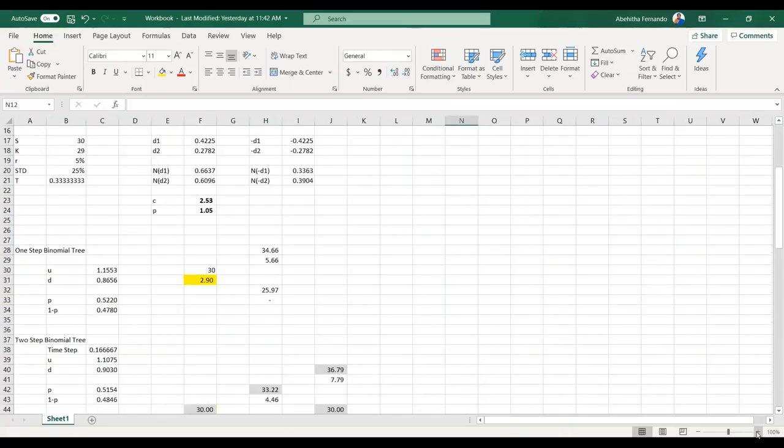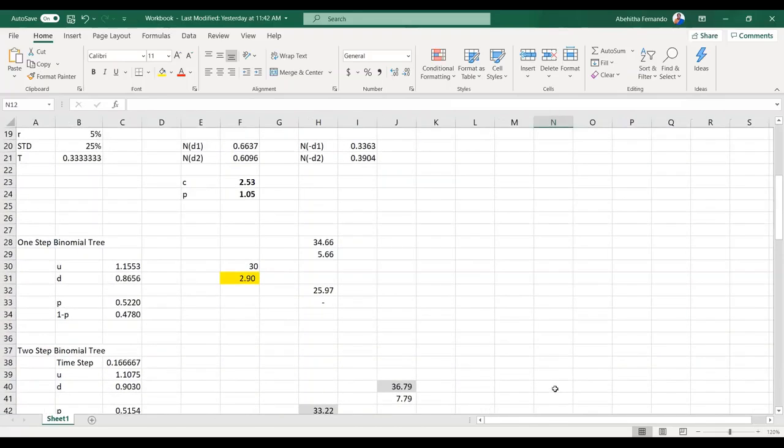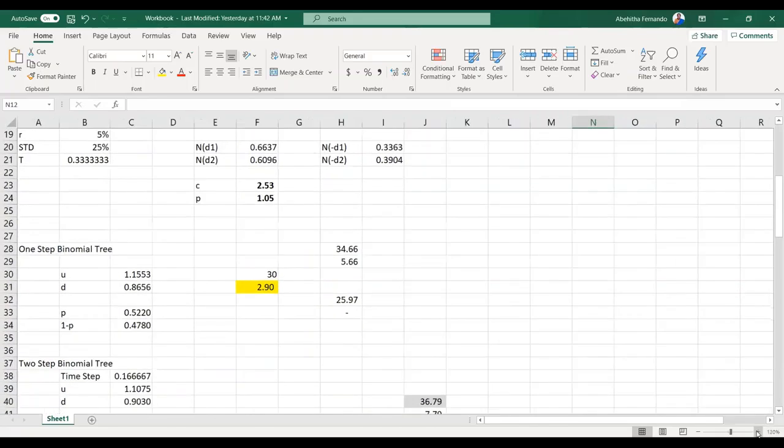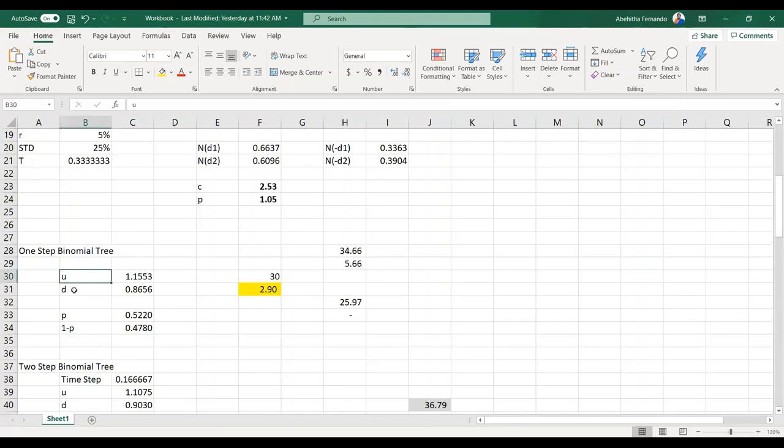So using one step, first you need to calculate what U and D are, because we know that the stock price today is 30. But we want to identify what the stock price will be in 4 months' time. So we are considering one step, so the time step is 4 months. After 4 months, you will need to identify the price of this particular stock.